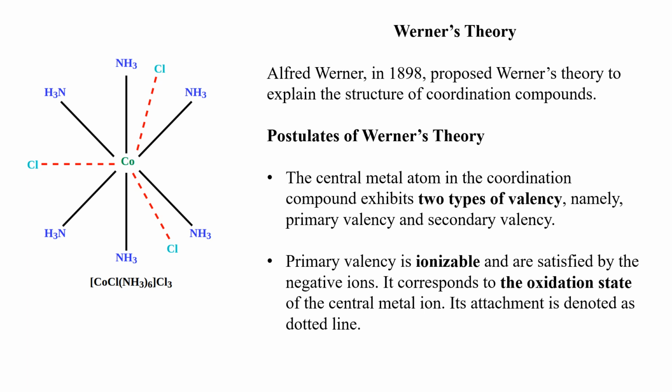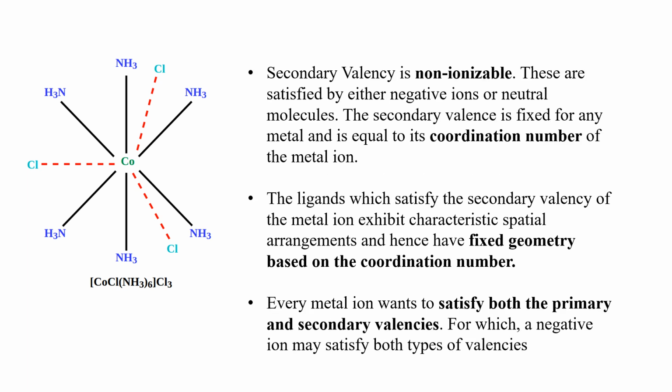So look at the structure of the coordination complex hexamine cobalt 3 chloride, in which there are two types of bonds. One is a dotted bond and another one is a thick bond. The dotted bond denotes the primary valency, so it can be ionized, and it is satisfied by negative species like chloride. So primary valency is ionizable valency. That is the second postulate.